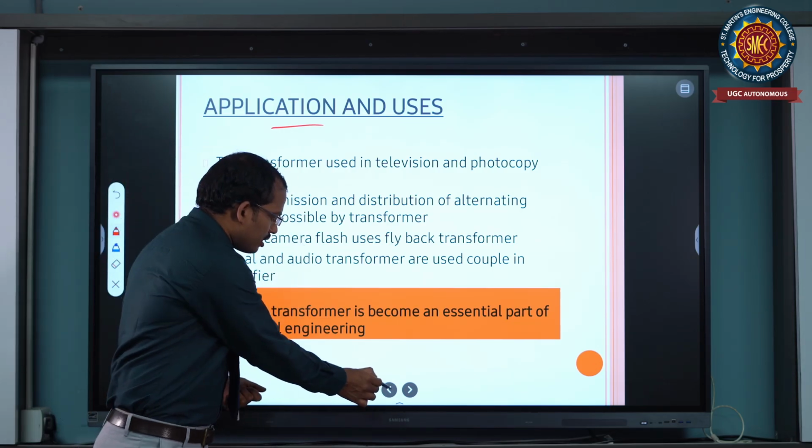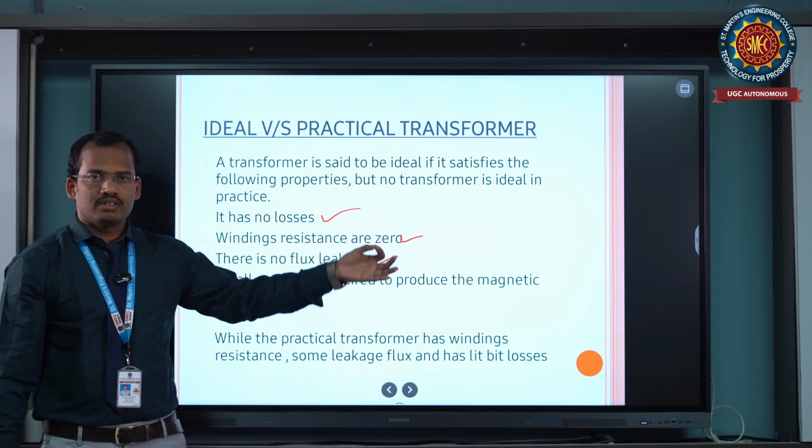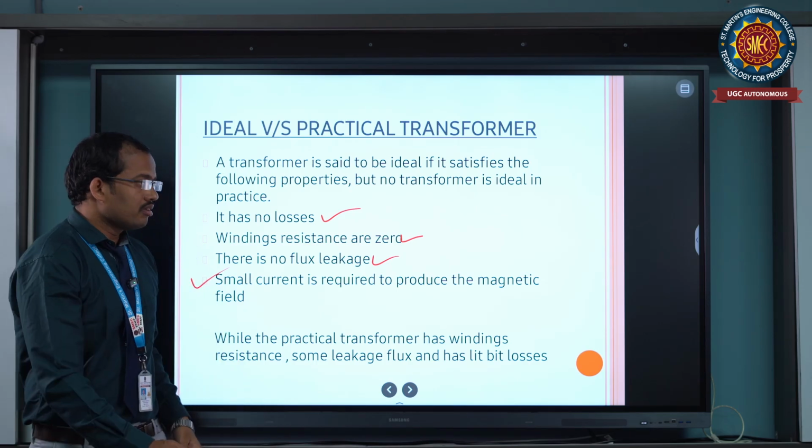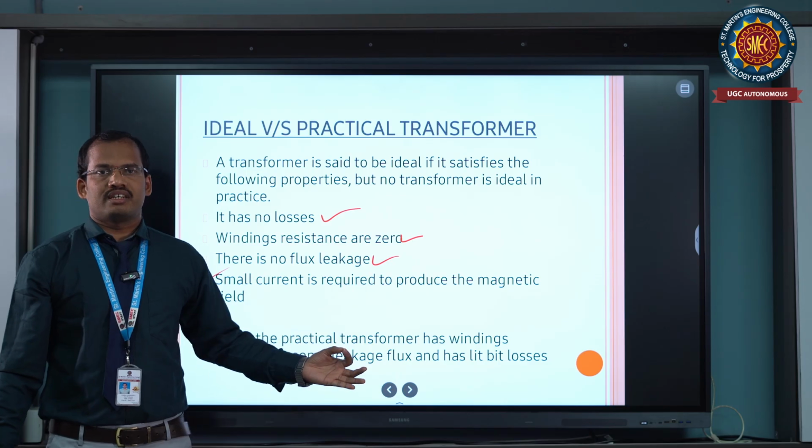So this is the overall concept of the single phase transformer, and similarly it is related to the three phase transformer also. So this is the total working and construction of the transformer.